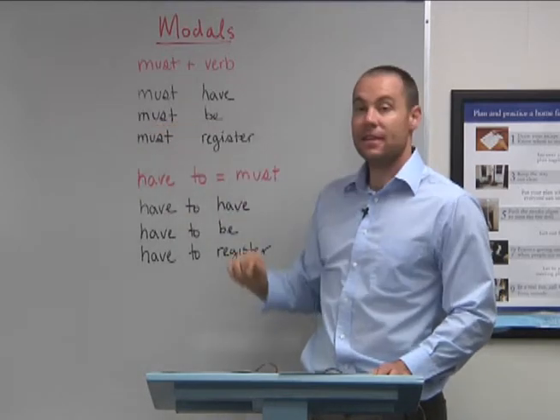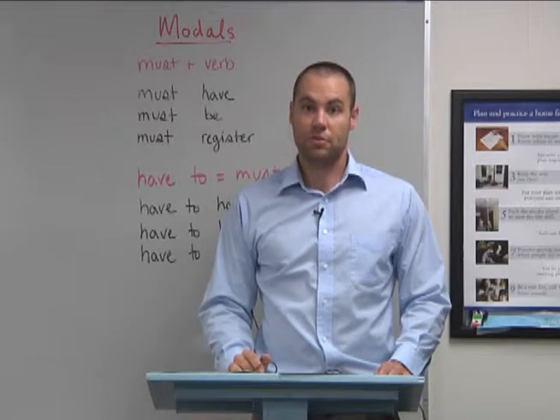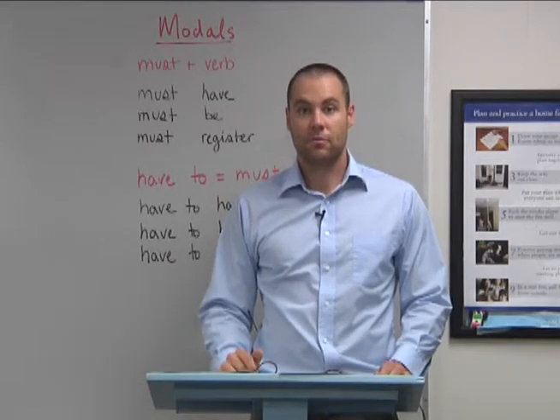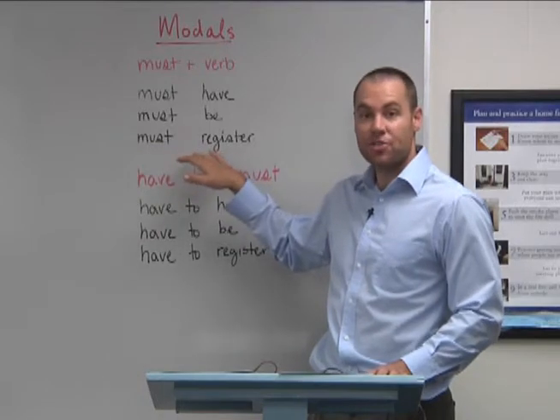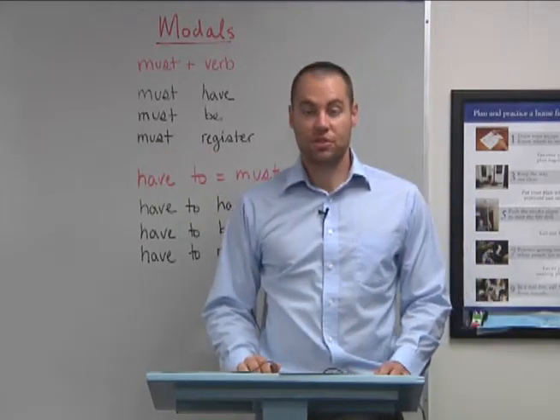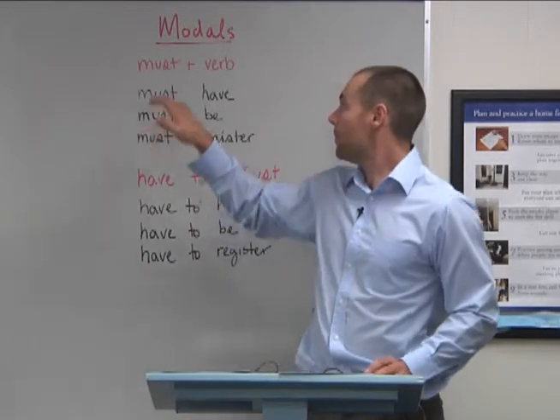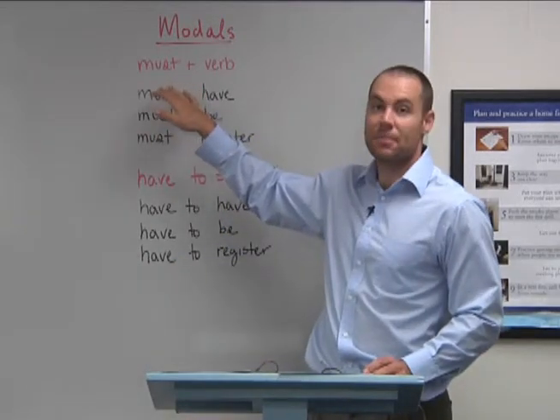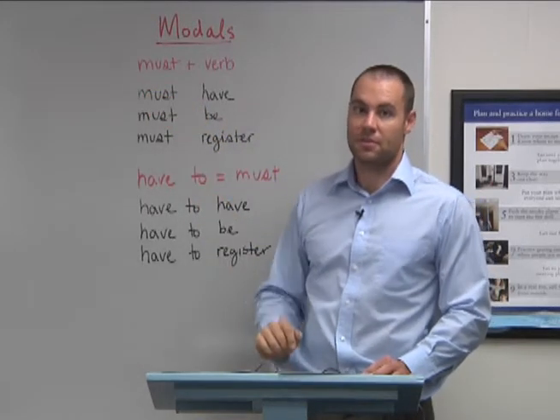Must be: you must be 21 years old to buy alcohol. Or, must register: you must register to be able to vote. Must means that something is absolutely necessary. You don't have a choice.